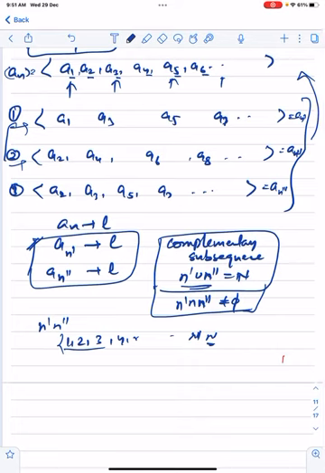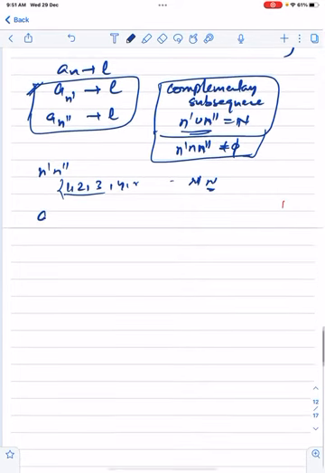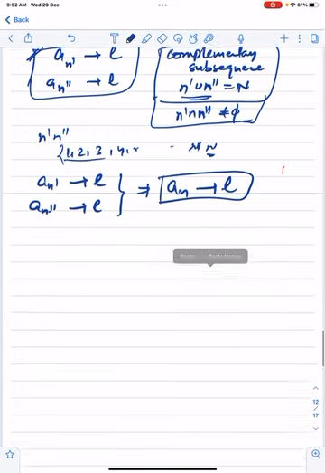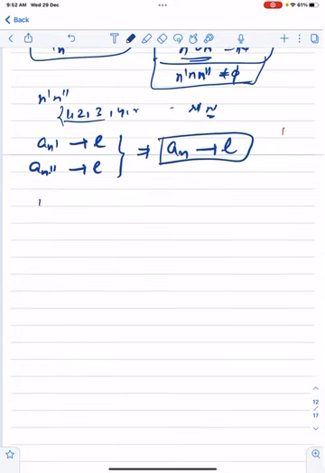So whenever it is possible for the two sequences, you will call those sequences complementary sequences, right? If your complementary sequences, suppose here they are tending to point L, and the other is also tending to point L, this implies a n will also tend to point L. So this is another way to show that your sequence is tending to point L. If you are able to show that your two subsequences tend to point L, then your sequence will also tend to point L, right?